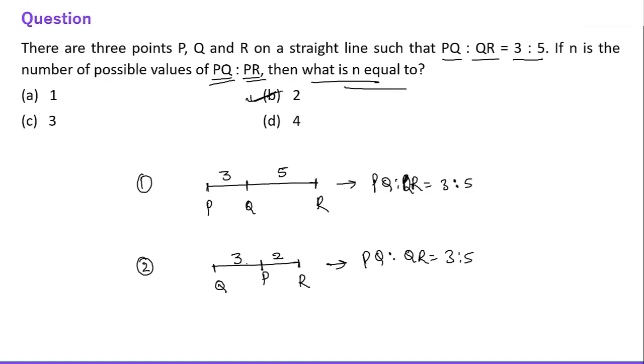right, everyone? See, they are saying PQ by QR, PQ by PR, right? So in this case, PQ by PR. So PQ is 3 and PR is 8. In this case, PQ by PR is 3 by 8. Right, and in this case, PQ by PR, PQ is 3 and PR is 2, right? So in both the cases, we have two different values of PQ by PR, right? The correct answer is B. Okay, fine. All right, now let's move to the next question.